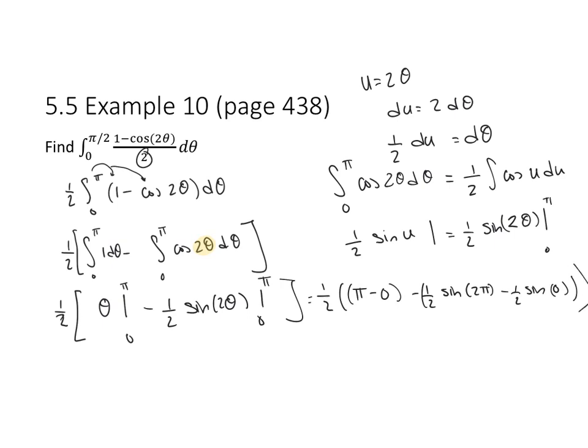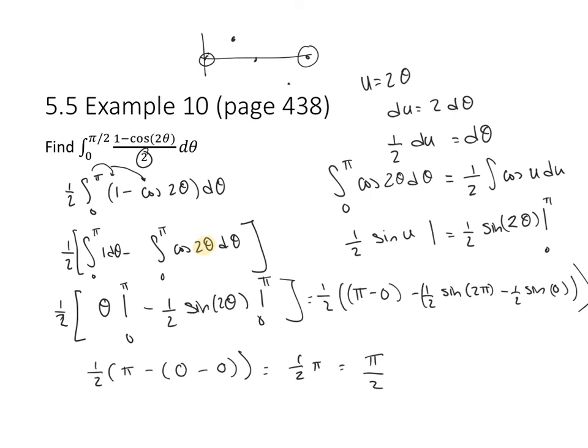Okay, so let's take each piece. That's going to be 1/2 pi, and then we have minus sine of 2 pi. So let's take a look at what sine does. It goes 0, 1, 0, negative 1, 0. So 2 pi is right there at 0. And sine of 0 is also 0. So minus 0. So we just get 1/2 pi, or pi over 2. So you would get, again, the same answer.